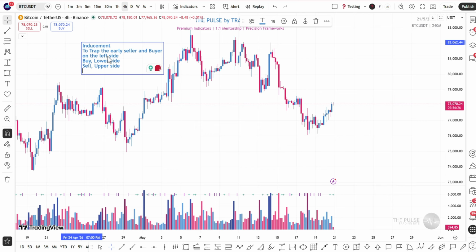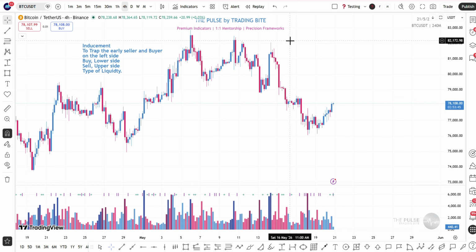That's done. And then, what exactly is inducement? Inducement is a type of liquidity, and without liquidity, the market doesn't move at all. They have to collect orders, they have to collect money, and then they move to their next destination. So now let's find the valid inducement.